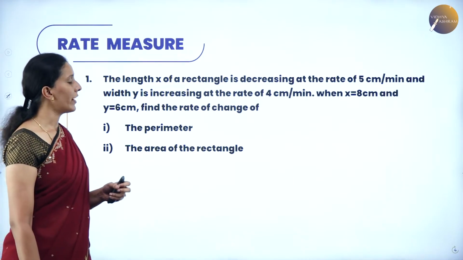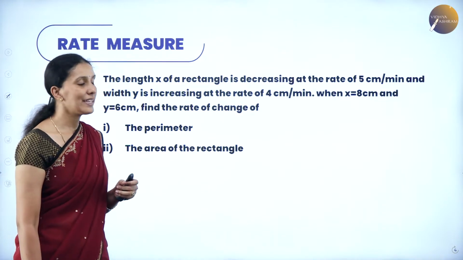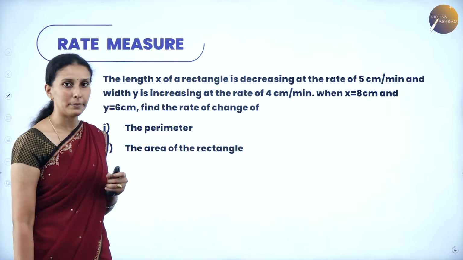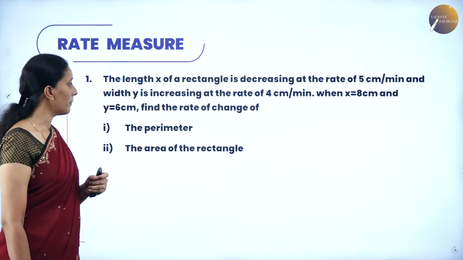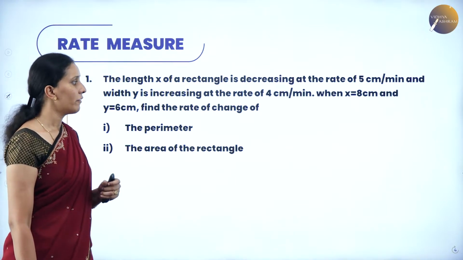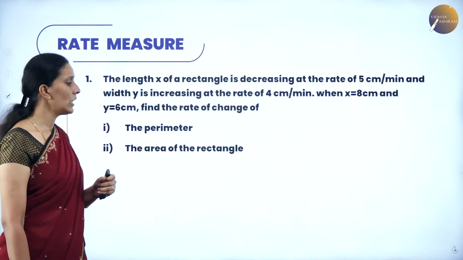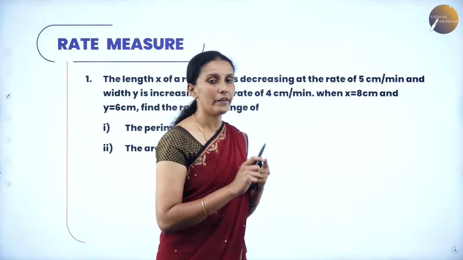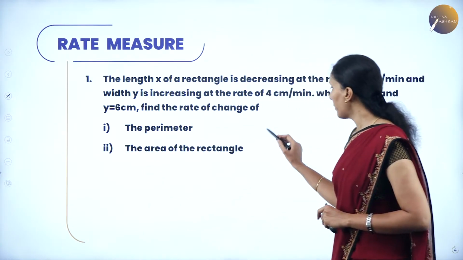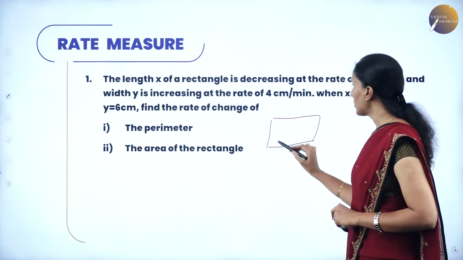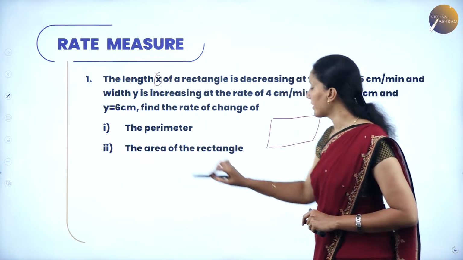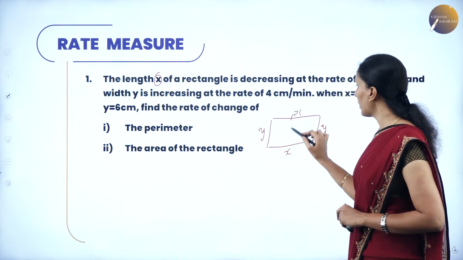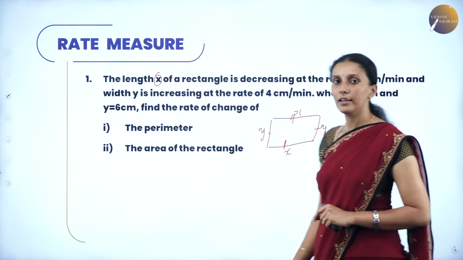The length x of a rectangle is decreasing at the rate of 5 cm per minute and the width y is increasing at the rate of 4 cm per minute. When x is equal to 8 cm and y is equal to 6 cm, find the rate of change of the perimeter and the area of the rectangle. So here a rectangle is given. We know that a rectangle has length and breadth. The length is expressed in terms of x, and the width is expressed in terms of y. We know that opposite sides are equal and parallel in a rectangle.